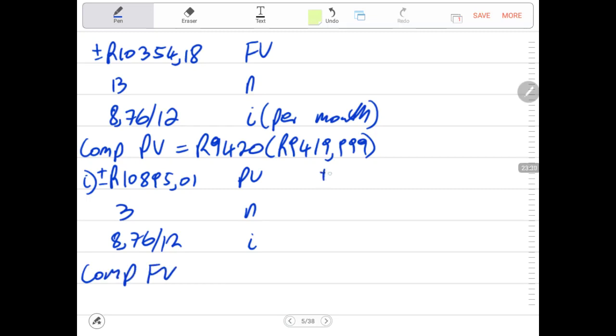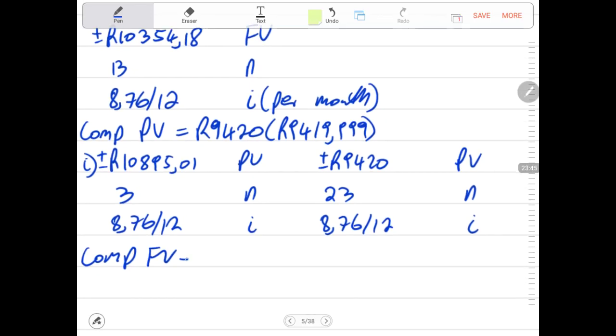Remember, I said to you, if you want, you can say plus minus 9,420 is your present value. Your N is 23, and your I has not changed, 8.76 divided by 12. You still compute the same future value. That should give you the same amount.